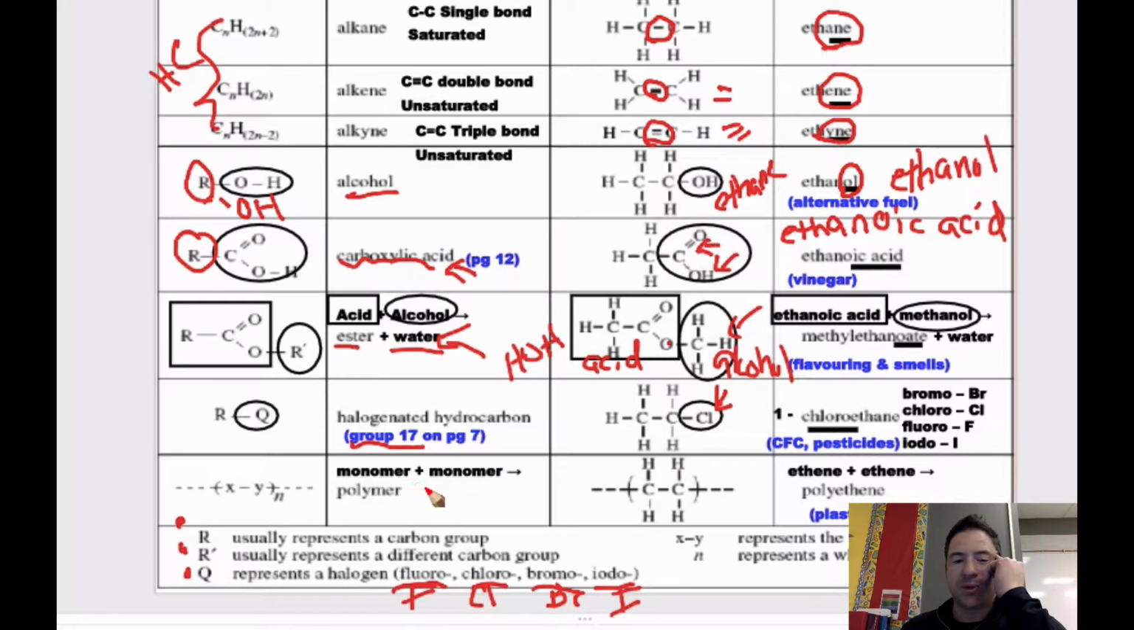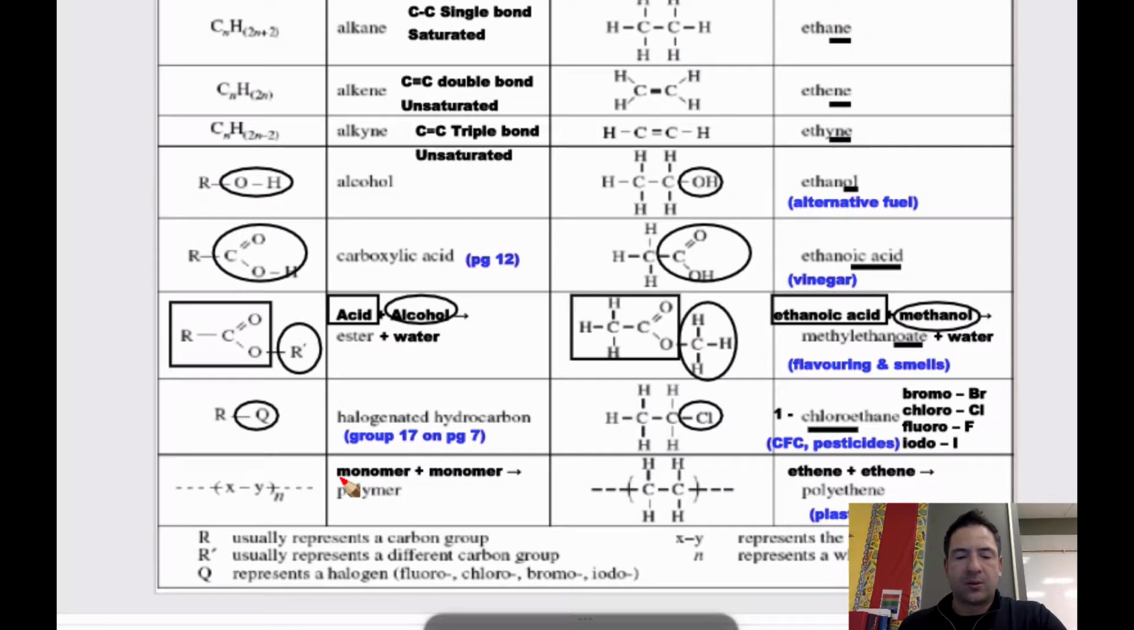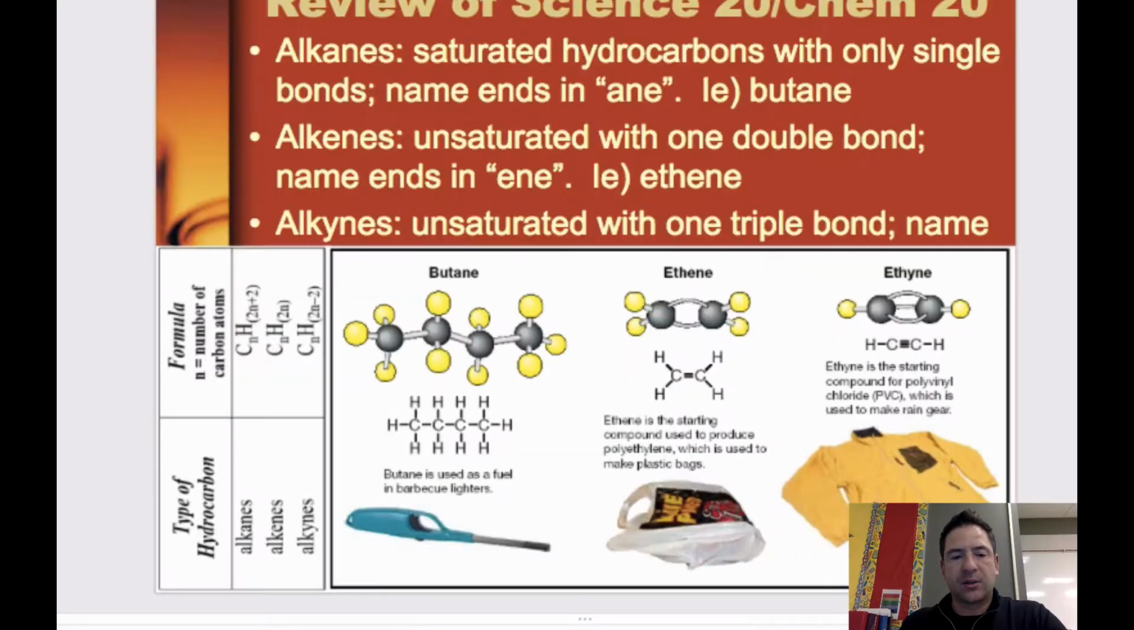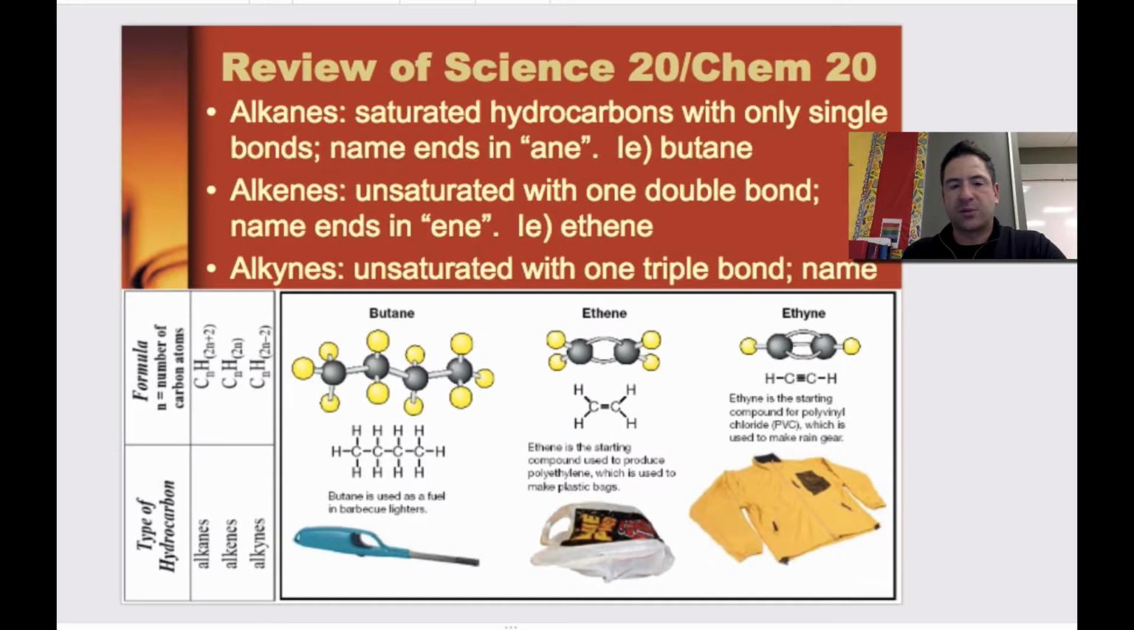The last one is a polymer, but we don't need to know that for the diploma. Hopefully that helps a little bit. Just moving on, we're basically just talking about structure, which you should know a little bit from Science 20 or Chem 20 if you've taken those, which you should have.